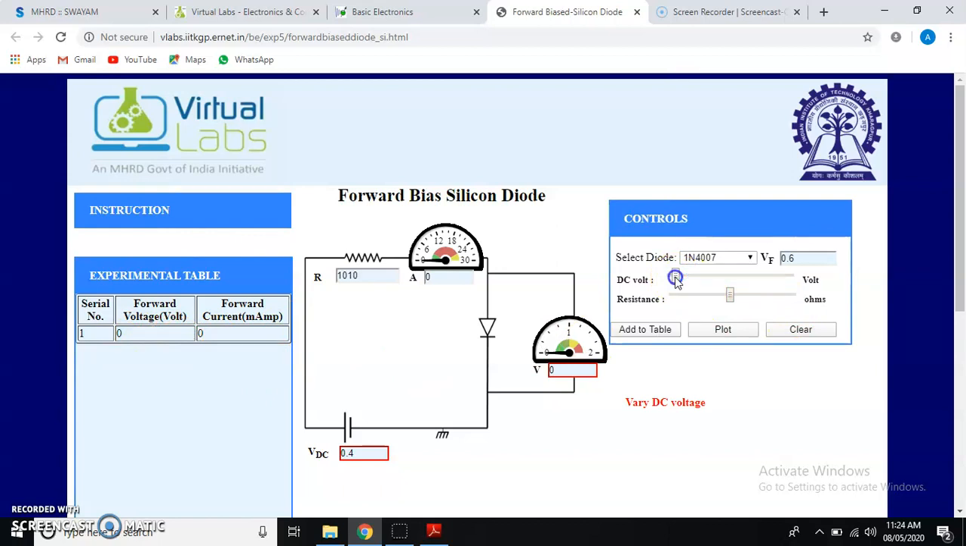Okay, now let us keep the external voltage to 0.6. At 0.6 also the diode is not at all operating, no current, no voltage. Even if you add, the entry will not be made into the table.